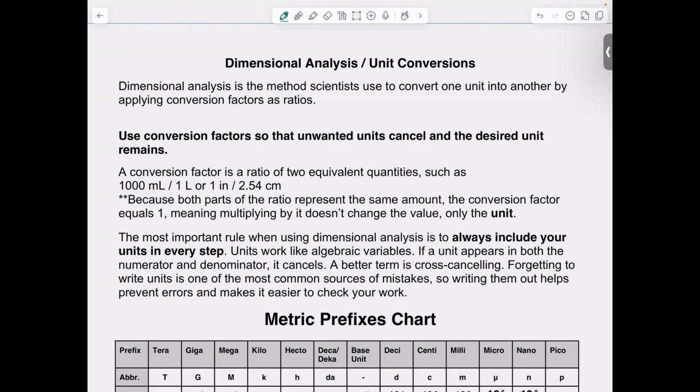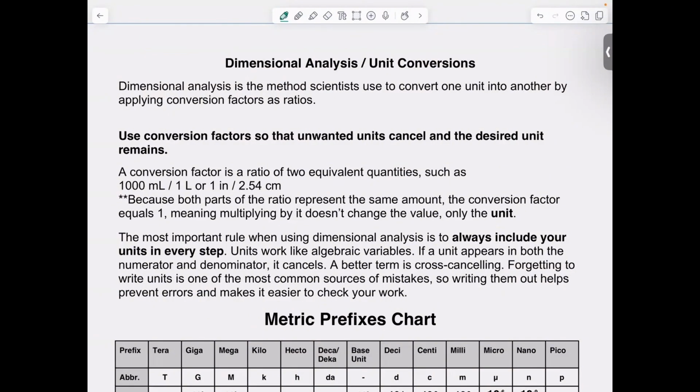Now, dimensional analysis, technically, is the method scientists use to convert one unit into another, and we apply conversion factors as ratios. So that's the technical definition, right? But keep in mind, we're just taking one quantity and putting it into another.